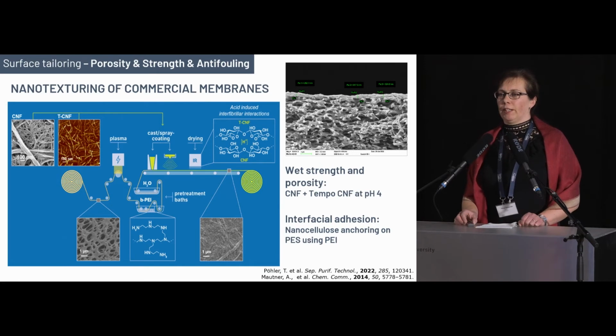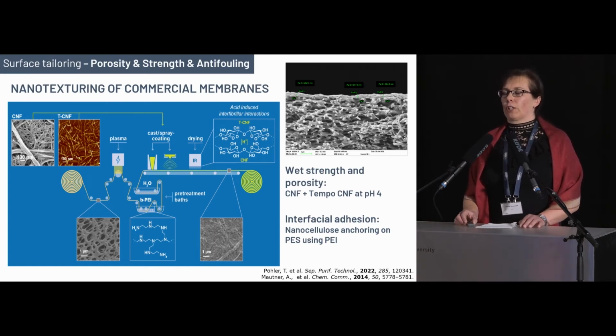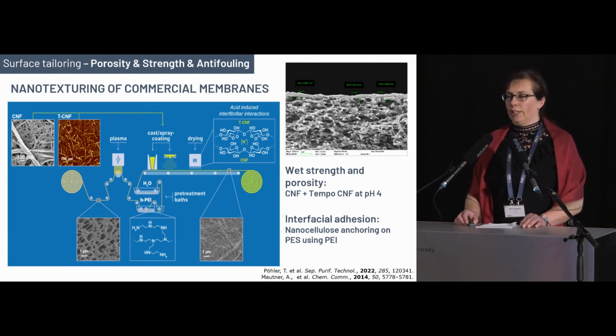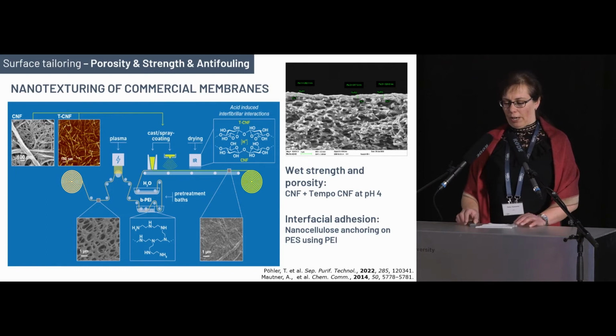In this blueprint, we have been doing this at VTT Sutkola in pilot scale, showing this commercial membrane coating having the wet strength and porosity tailored, improving the interfacial adhesion by anchoring the nanocellulose combination using the cationic PEI polyelectrolyte, and improving the wet strength by acid-induced interfibrillar interactions. So this is, I would say, really doing science in pilot scale.